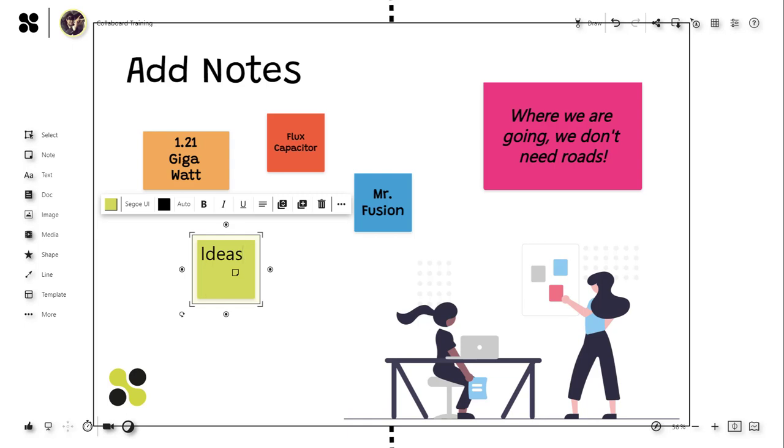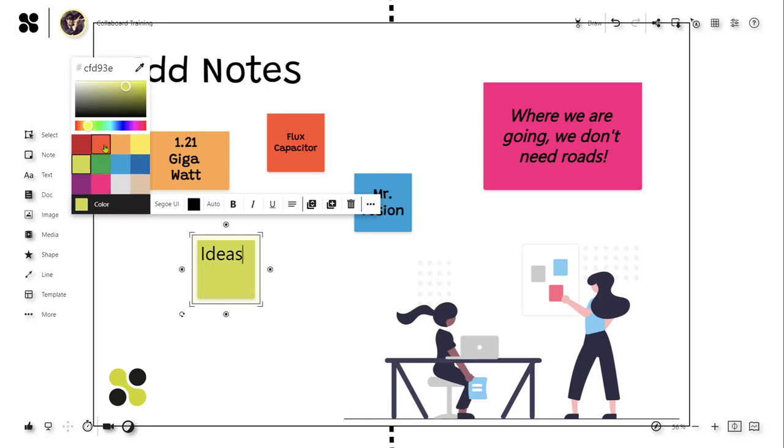What's important, you see now that I'm editing this note, and above it you see this toolbar. So here, for example, I can always change the color of that note. I can adjust the font, I can apply some styles to the font, and so on. I have here the option to copy that, and here with these 3 dots I find some other information.